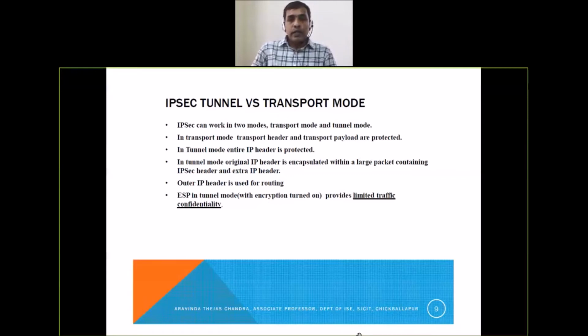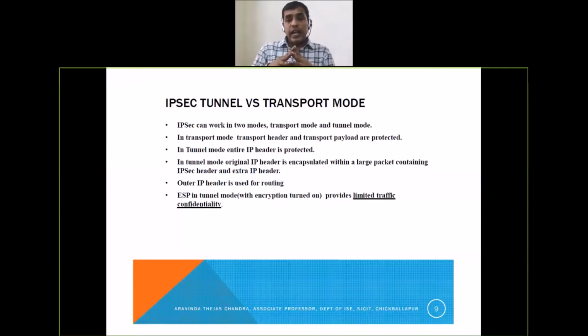Okay. In tunnel mode, the original IP packet is encapsulated within a larger packet containing the IPsec header and an extra IP header. That means in tunnel mode, the original packet is encapsulated within the outer IP packet. That means there will be two IP headers. One is the original IP header. The other one is the external or outer IP header, which is used for routing.